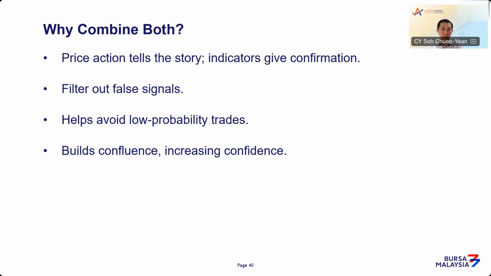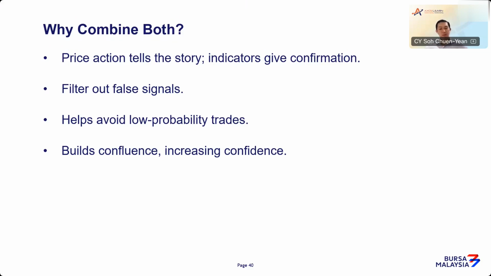And besides that, you are able to filter out false signals, because price action itself sometimes really gives you false signals. Okay, the market can be very volatile, the market can be very choppy. So how you can improve your trade is that, using price action, you need to filter it out. How do you filter out? Use indicators. Okay, filter out lousy trades. Only keep those good quality trades.